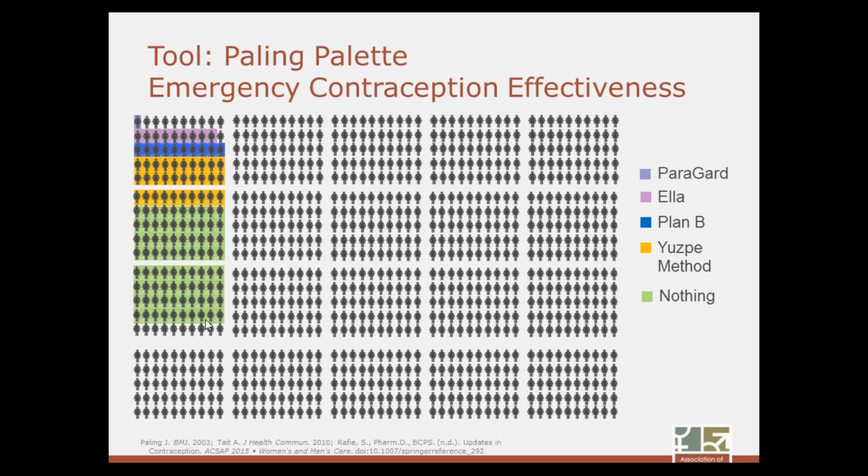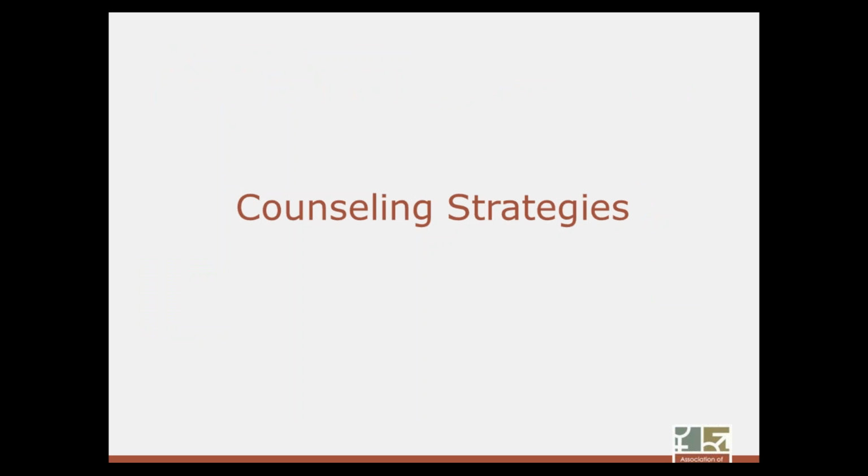So in green here, we have women who would become pregnant if they used no method of emergency contraception, and we can compare that to our most effective forms of emergency contraception, the Paragard IUD, Ella, and Plan B. And then here in yellow is the Yuzpe method, which is the older method of taking a certain number of your birth control pills. So as you can see, this is a really easy visual way, and just at a quick glance, you can understand what this is trying to bring across. So a graphic like that one can be really useful to you.